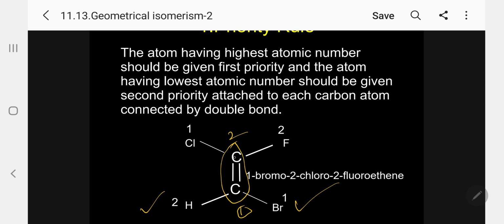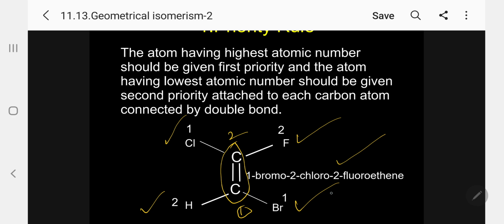Then I go to the second carbon atom. I again compare the atoms or groups attached, fluorine and chlorine. Chlorine has the higher atomic number, so 1, and fluorine is 2. This is the way I am giving numbers 1, 2, 1, 2. So I can give the name 1 bromo, 2 chloro, 2 fluoroethene. Kindly follow.